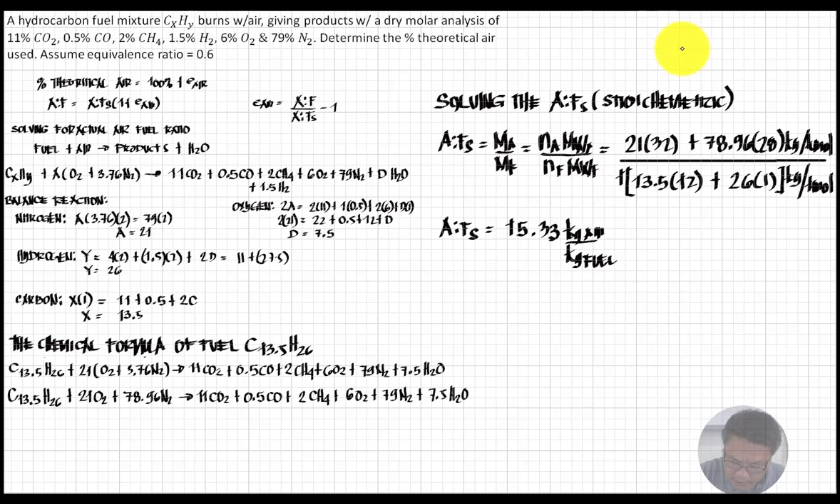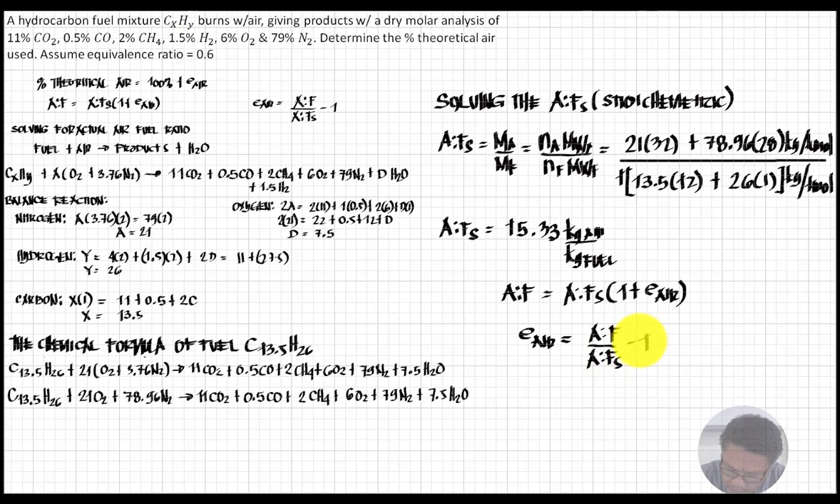Then we all know that the actual air fuel ratio is equal to your stoichiometric air fuel ratio times 1 plus your excess air. Then we can write our excess air is equal to actual air fuel ratio divided by your stoichiometric air fuel ratio, minus 1.